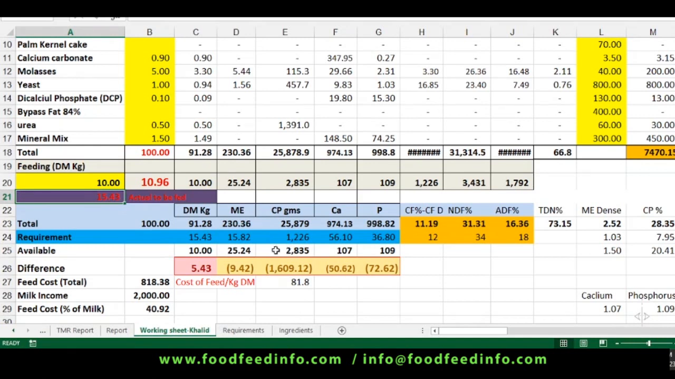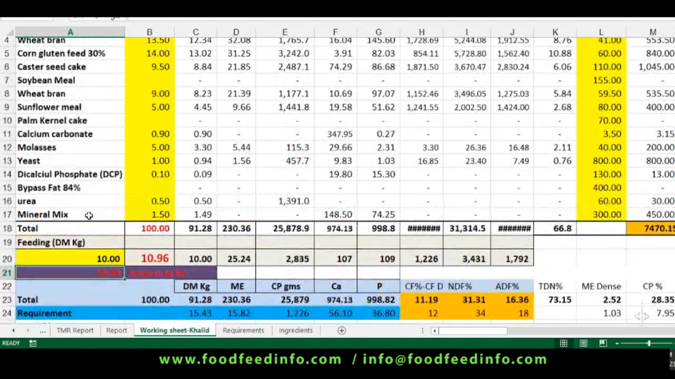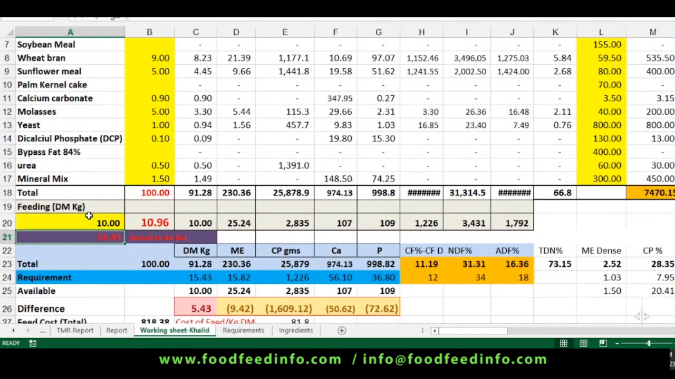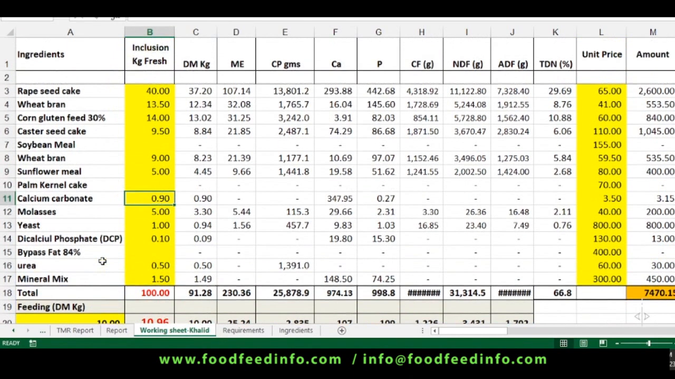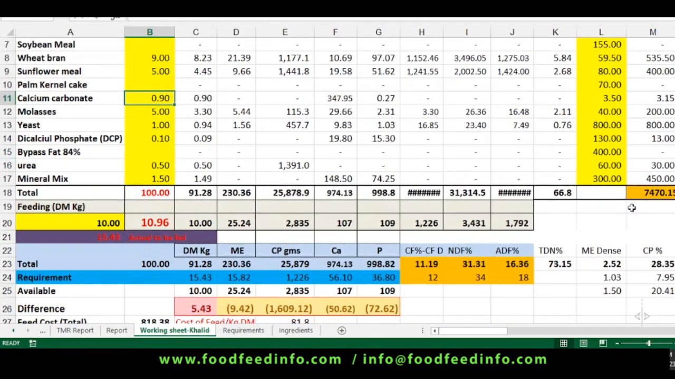So now CP and almost all the nutrients are in excess. So it means our ration is quite concentrated. So we have to reduce the chemical composition, or make it a little lighter in energy density or protein density, so that we can get a cheaper ration and we can substitute the concentrate, or supplement this concentrate along with the fodder.